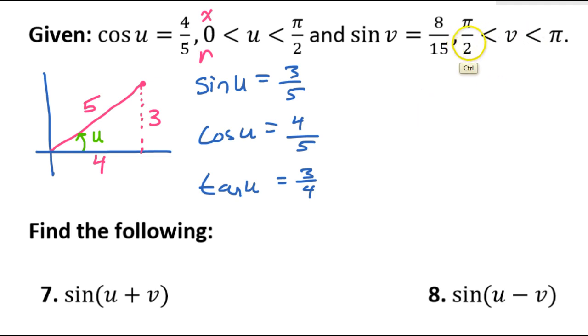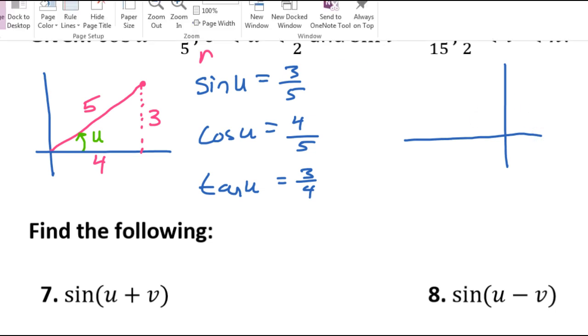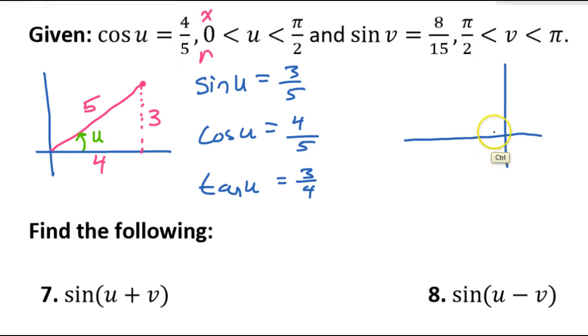Meanwhile, between pi over 2 and pi, that is the second quadrant. So we will be sure to draw this picture into the second quadrant. We will put our angle in the second quadrant, and we will make a triangle out of it. Sine is y over r. So that tells us that the radius here is 15, and this y value is 8. So we need to find the x value.